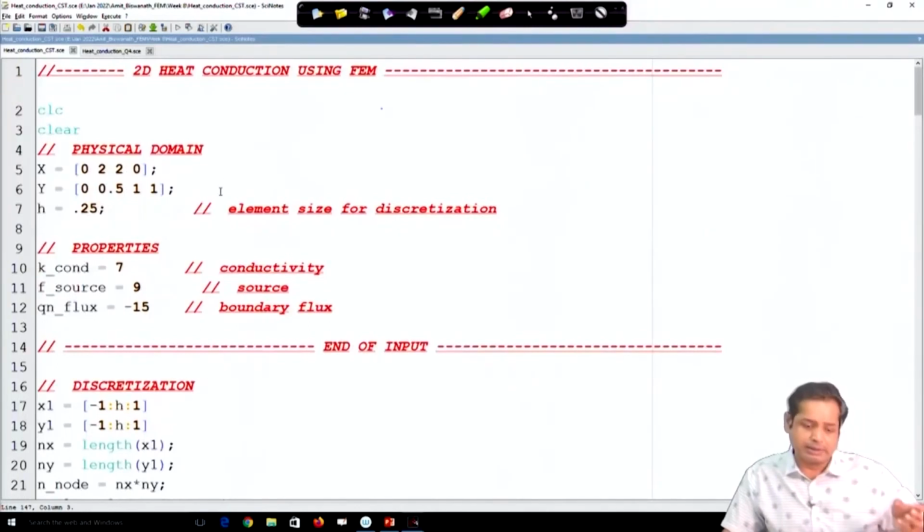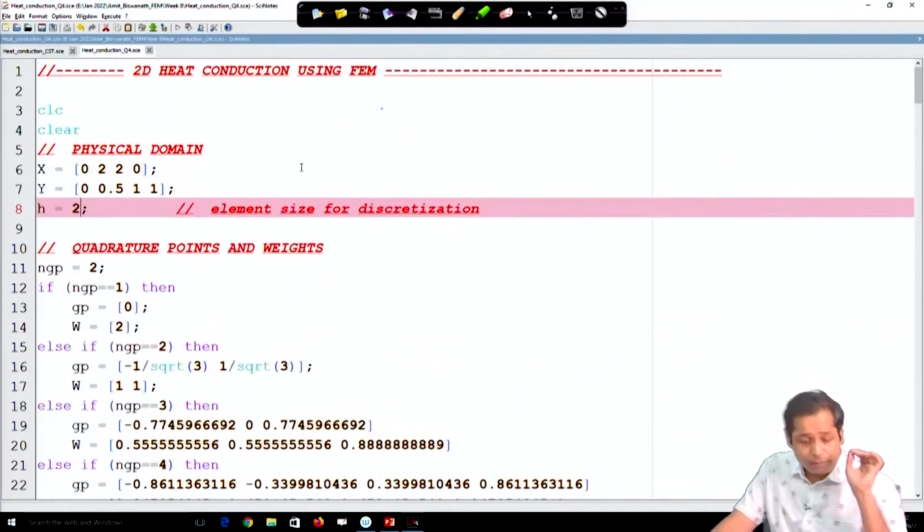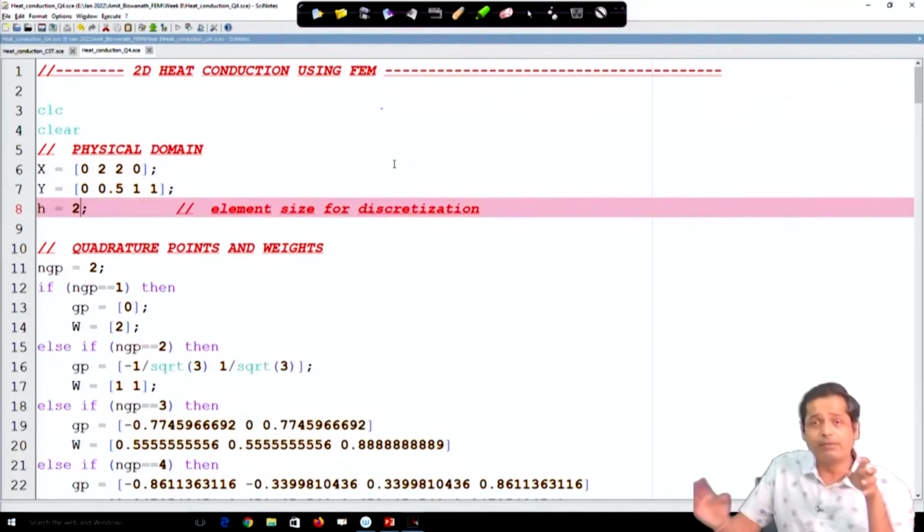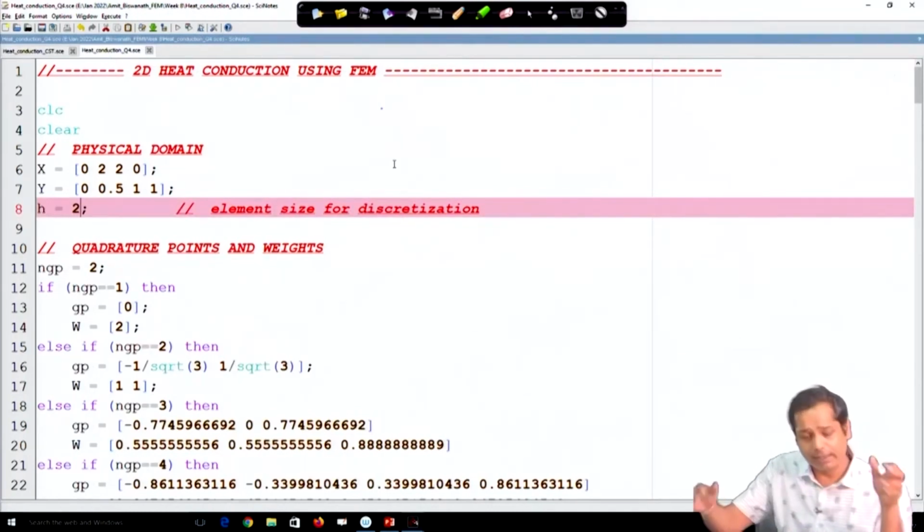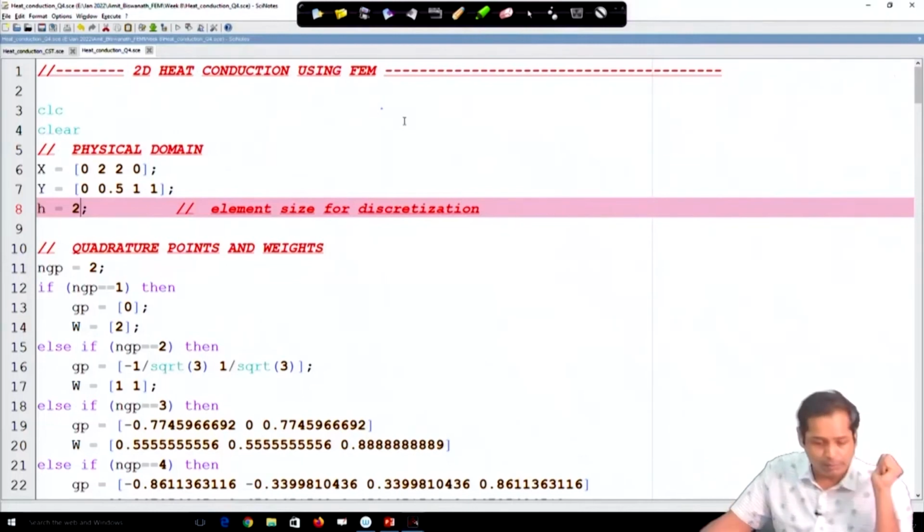let me go through the program for quadrilateral element. Essentially, the entire structure is same, but there is small minor variation, and that let us discuss, and then we'll come to solution and then get the results with both the programs. So physical domain, it is same.